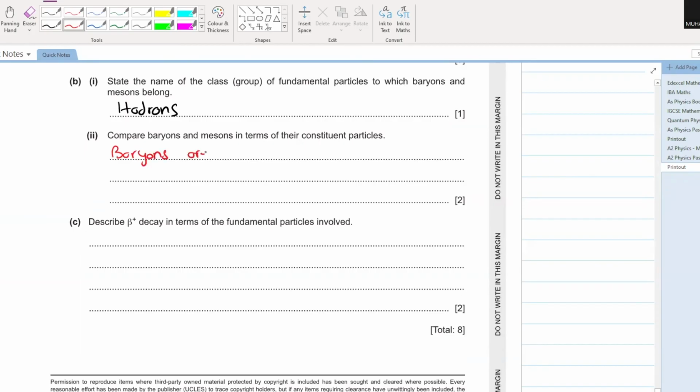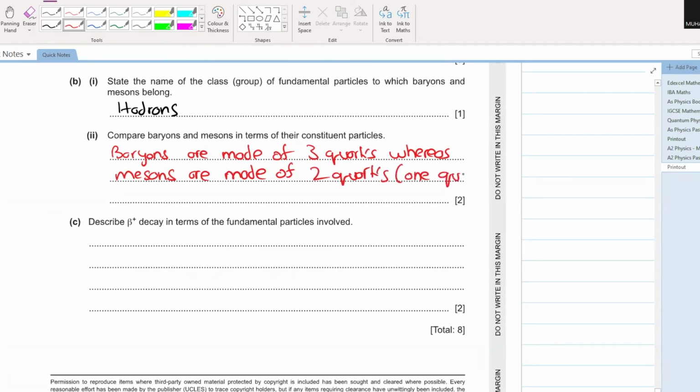Compare baryons and mesons in terms of their constituent particles. Baryons are made of three quarks, whereas mesons are made of two quarks, one quark and one antiquark. Always remember, in a meson you will have one quark and one antiquark. Simple as that.